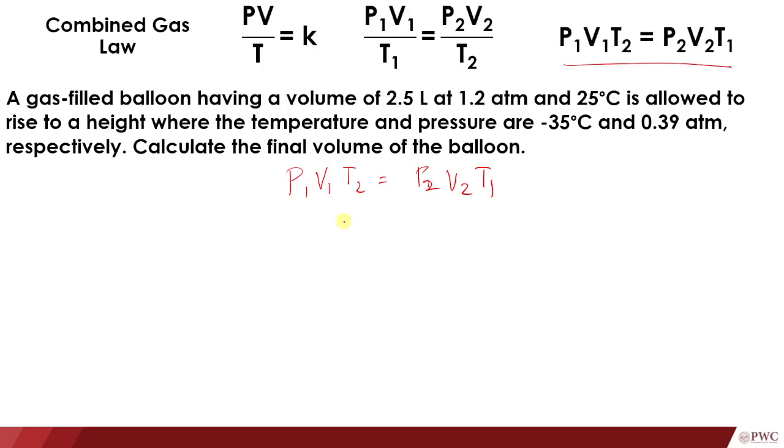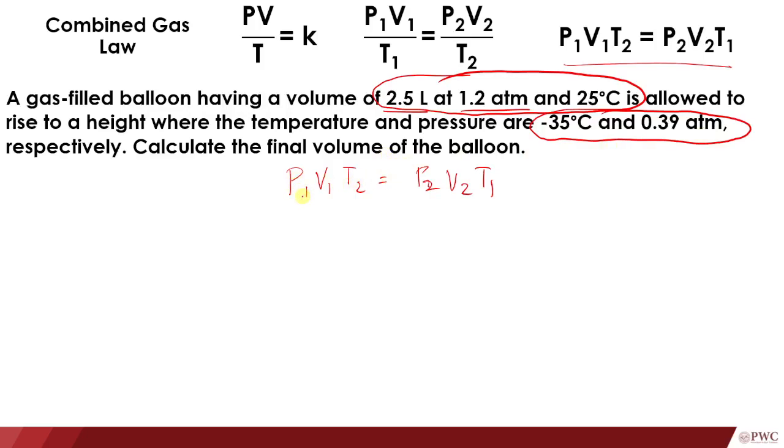Now here, a gas-filled balloon with a volume of 2.5 liters at 1.2 atm and 25 degrees Celsius is allowed to rise. So these are the initial volume, pressure, and temperature. Now this one is the final. This is the final temperature, then the final pressure. We're asked to calculate the final volume of the balloon.